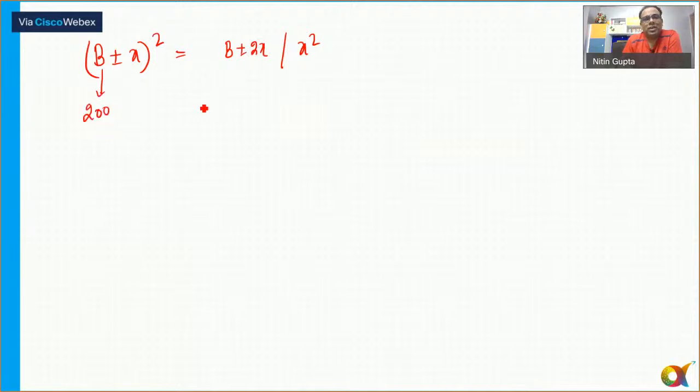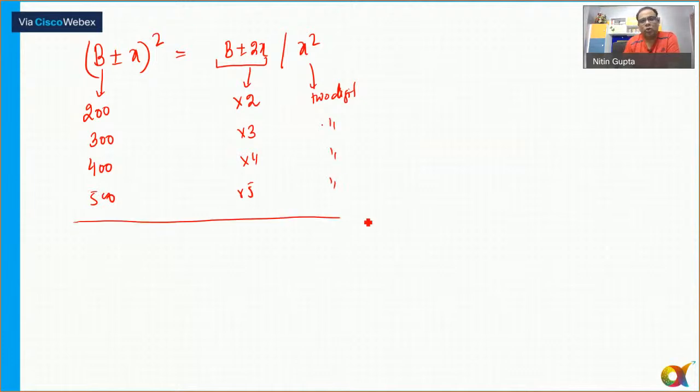So in general, I can write it down. If there is a number like b plus minus x whole square, your answer will be in two parts. The last part will be x square. The first part will be b plus minus 2x, if I am working on a base of 200. And the last part should always be 2-digit, and you need to multiply your first part by 2. If you are working on a base of 300, multiply the first part by 3, and the last part will be a 2-digit number. If you are working on a base of 400, multiply the first part by 4. If you are working on a base of 500, multiply the first part by 5, and the last part will be a 2-digit number. And I'm sure that by now you all know why it should be a 2-digit number. I have proved that in the previous session.